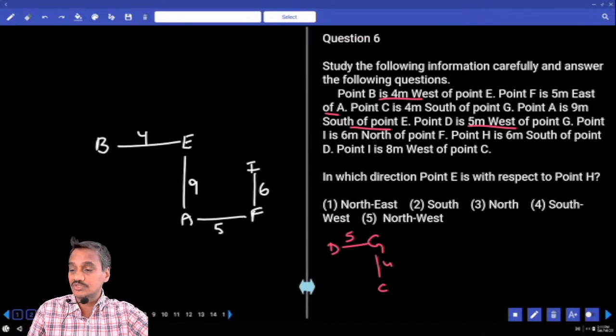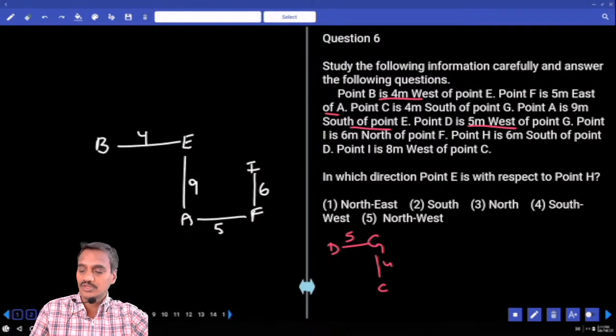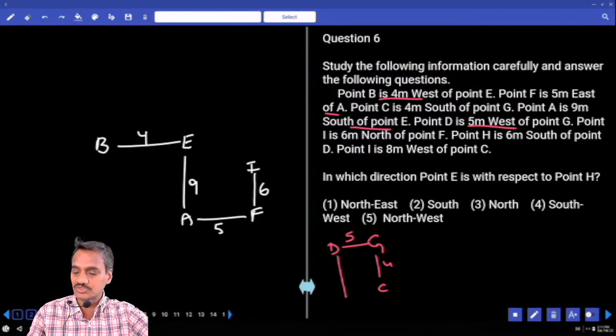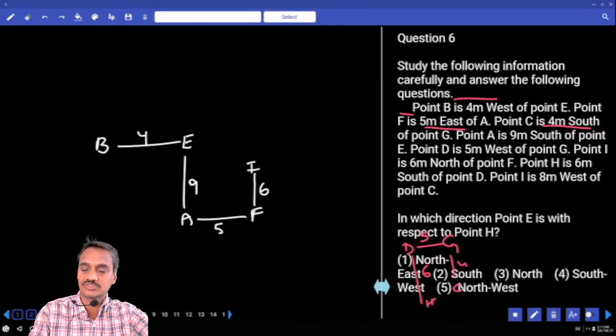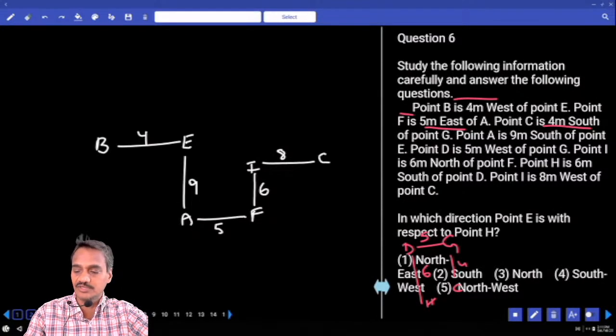And H is 6 meters to the south of D. H is here, which is 6 meters. And I is 8 meters to the west of C. Now here, I is 8 meters to the west of C. And this is, I is 8 meters.